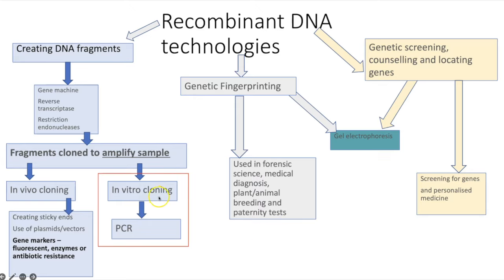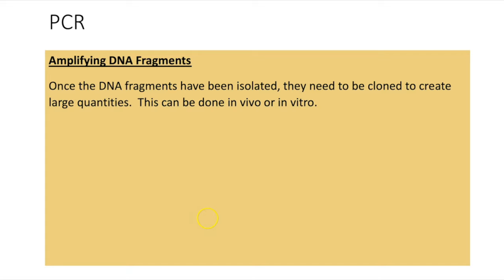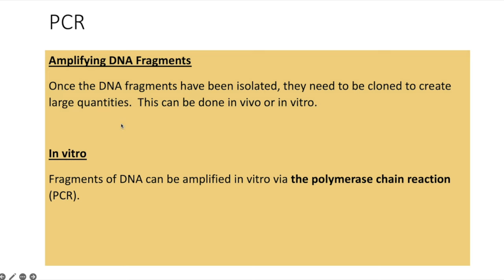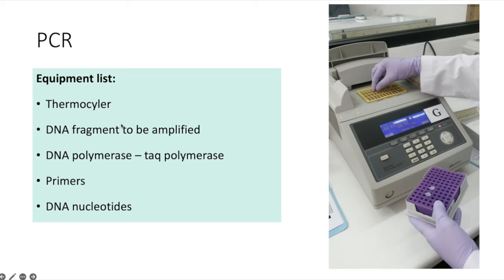So you can also do in vitro cloning, which means not inside of the organism, and that's what PCR is. It's a way to amplify the DNA fragments that you have. Once the DNA fragments have been isolated, they need to be cloned to create large quantities. We've already gone through how you do that in vivo in the bacteria, but in vitro is PCR, the polymerase chain reaction, which is all done in an automated machine.